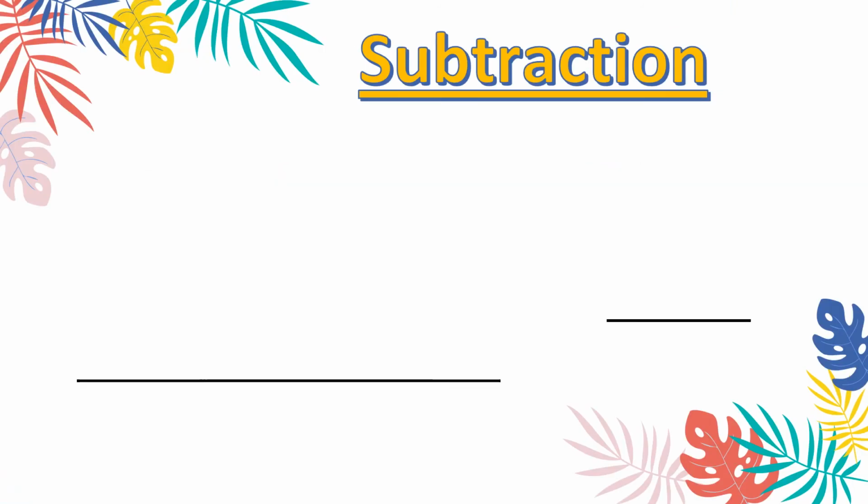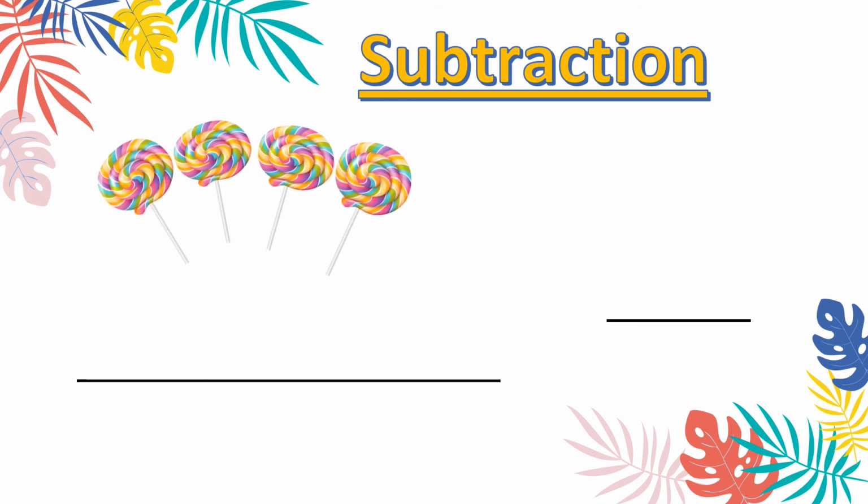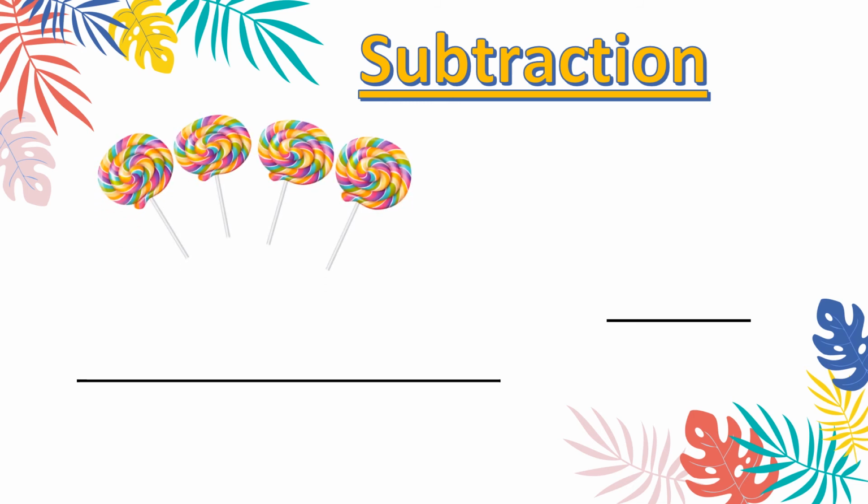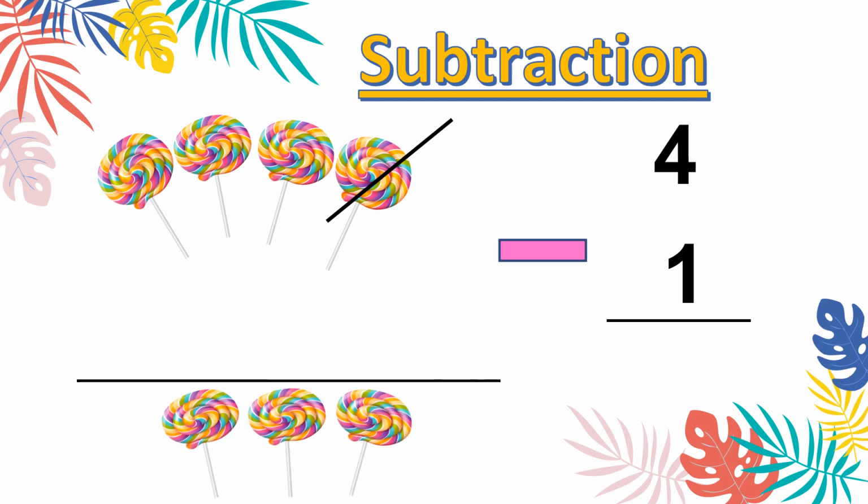It's time to discuss subtraction. If we have here lollipops, let's count all of them. 1, 2, 3, 4. So we have 4. Minus is the sign of subtraction. Minus 1. Minus 1 means I take 1 away, like that. So how many lollipops remain? 1, 2, 3. So they are 3.